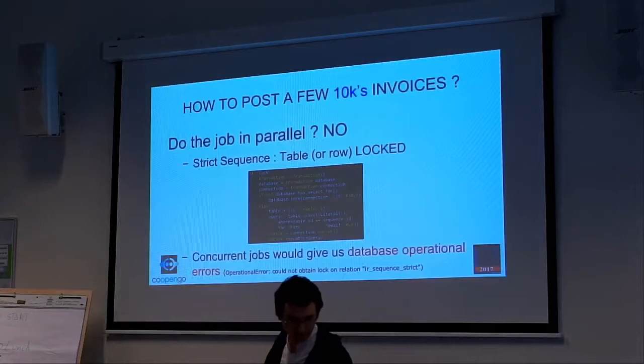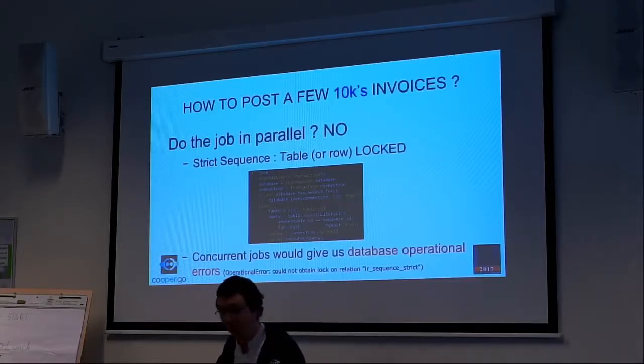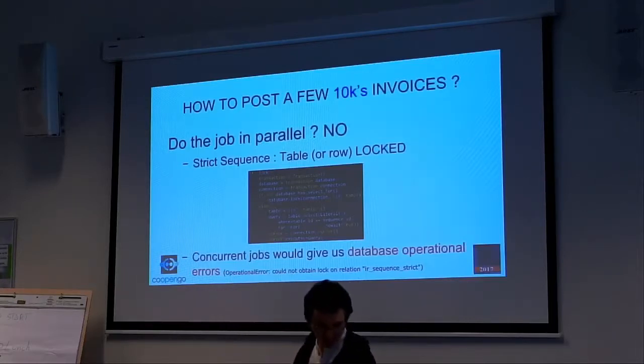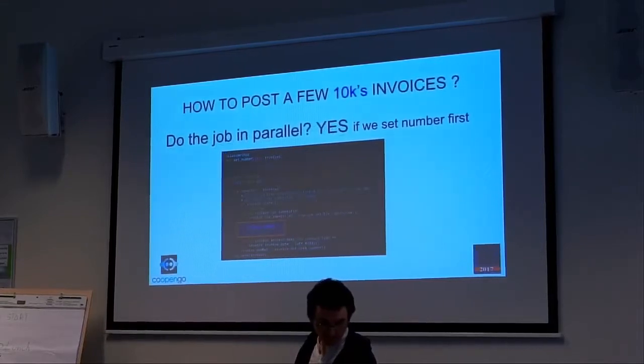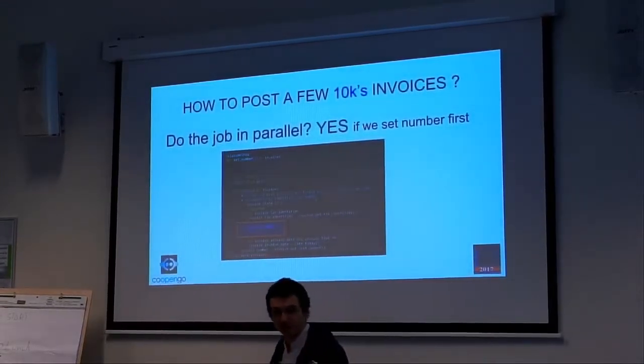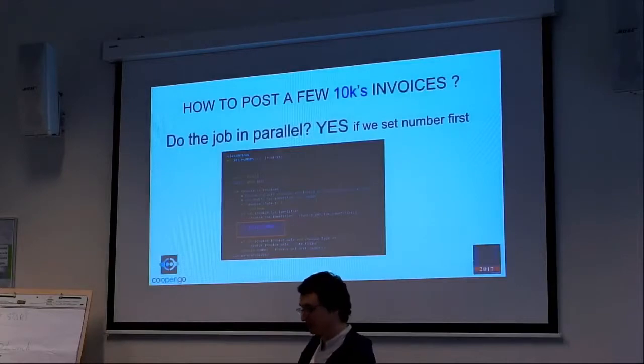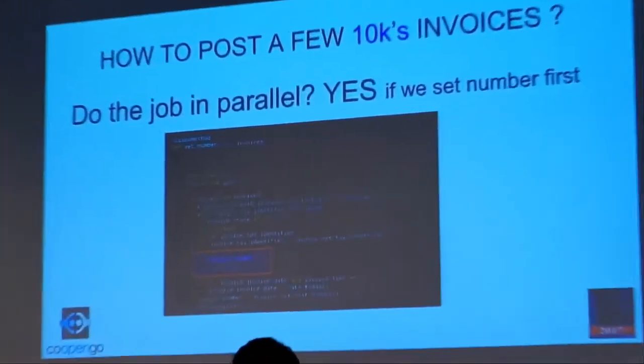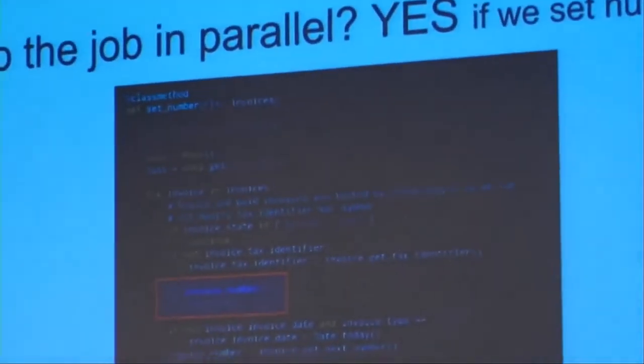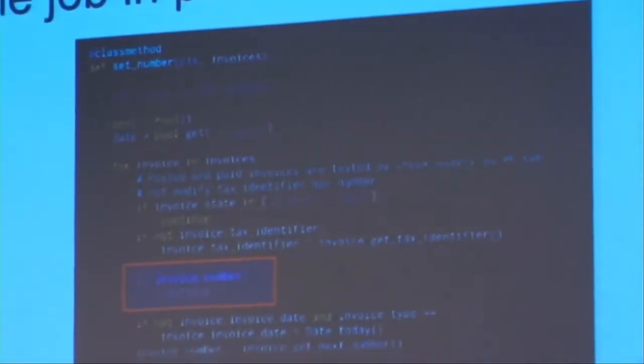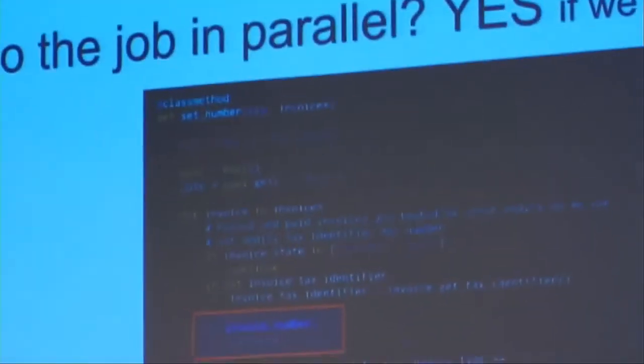That's logical, not a problem in itself, but the problem is that we have to post those invoices quickly. We can't post them concurrently. So how do we do? We chose to separate the job: the first job will be to set the numbers on the invoices, and once that's done for every invoice, we post them. We do the rest of the posting process, creating moves, etc.